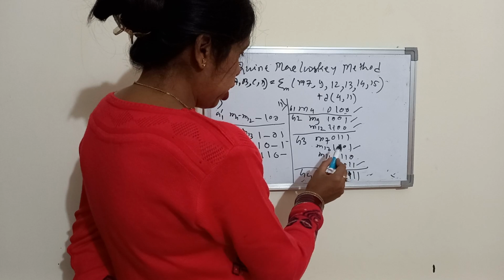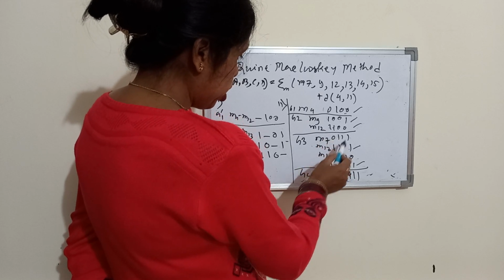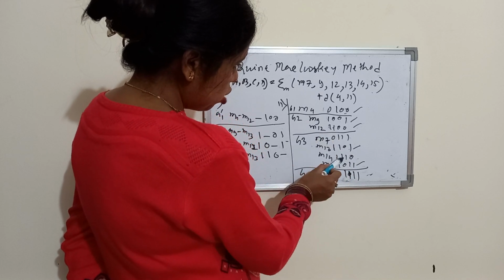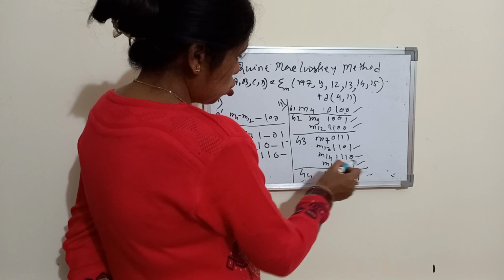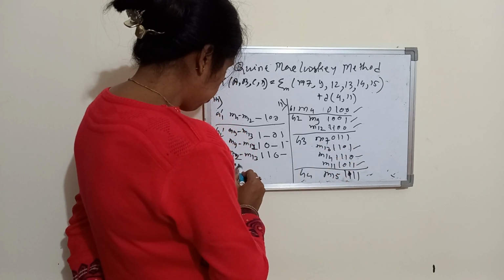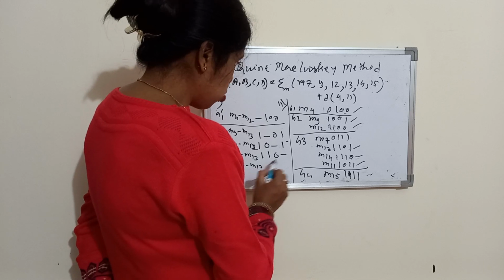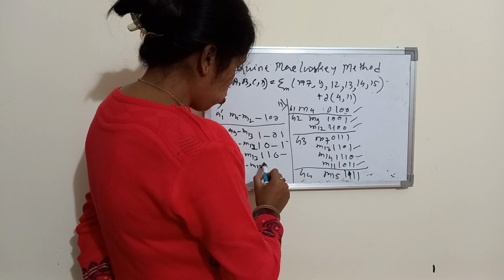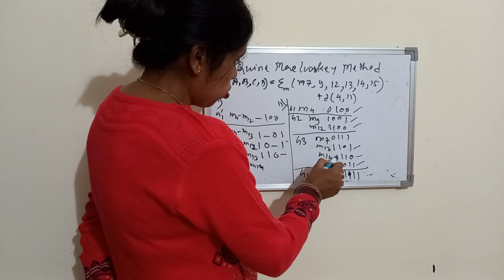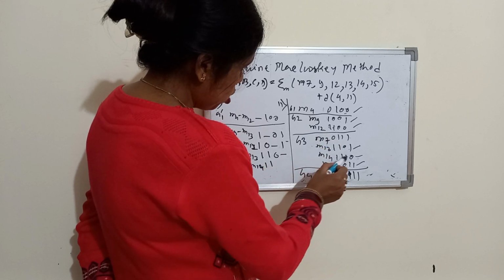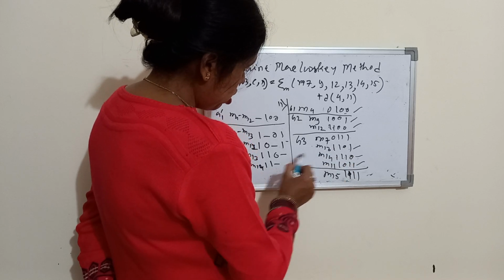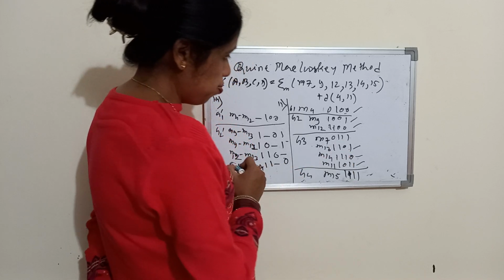M12 and M14. Here it is same, 1. Here it is also same. Here it is different. Here it is same. So it is also compared, M12, M14. One same. Here you can see this is also same. It is different. It is same.